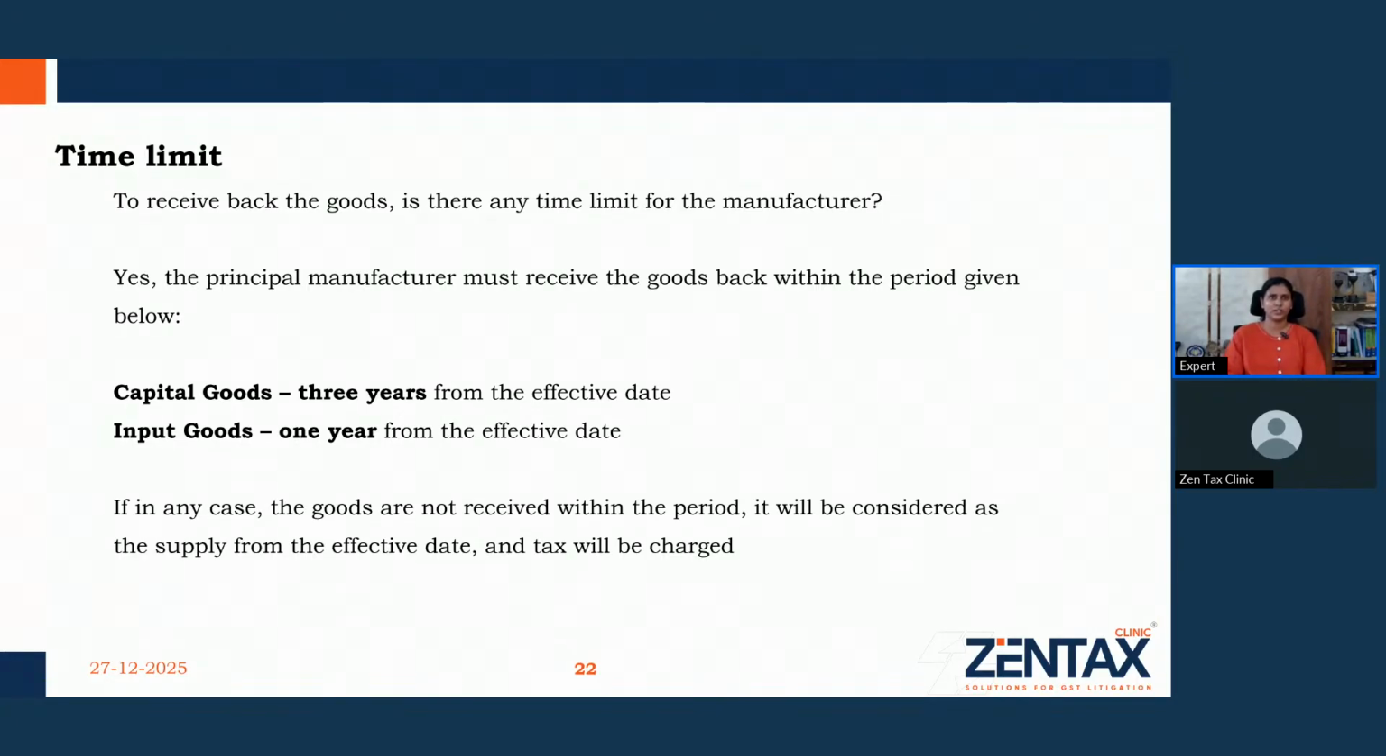So here we need to be very careful while sending the goods for job work. If it is an input goods, then we need to get back the goods within a period of 1 year from the effective date. If it is a capital goods, we need to get it back within 3 years. If at all we miss getting back the goods, then even though we sent the goods under a delivery challan, that will be considered as supply, and we need to pay GST with effect from the date we sent, along with applicable interest.